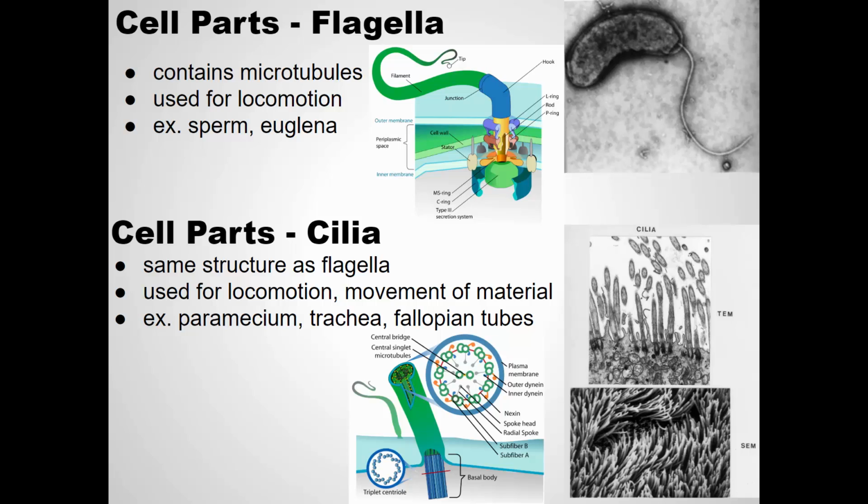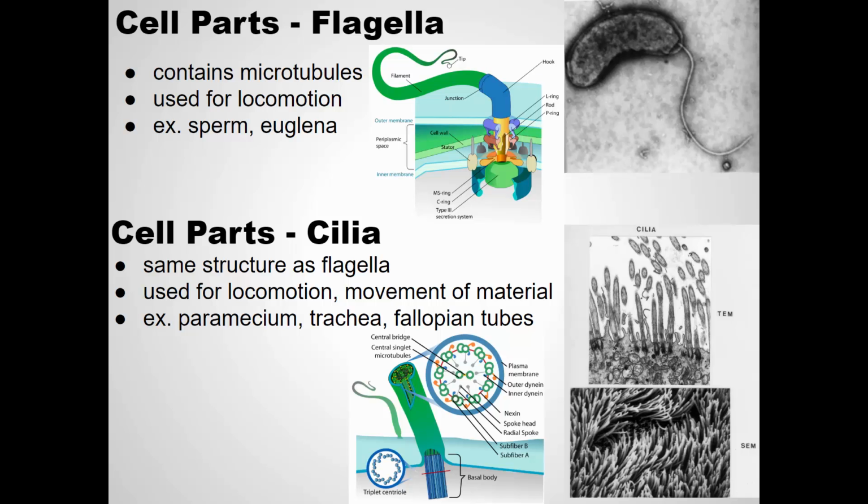Some cells have flagella, which contain microtubules, and a flagellum acts sort of as a propeller, pulling a cell around. Single-celled organisms sometimes use them for movement, but also certain types of cells within multicellular organisms might have flagella, like the sperm cell, which has a flagellum allowing it to swim to reach the egg cell during reproduction.